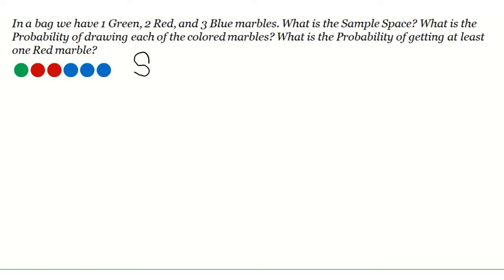Whenever we have a sample space, we use the letter S, and then we put it in brackets. So that's going to be 1 green, 2 red, and 3 blue.